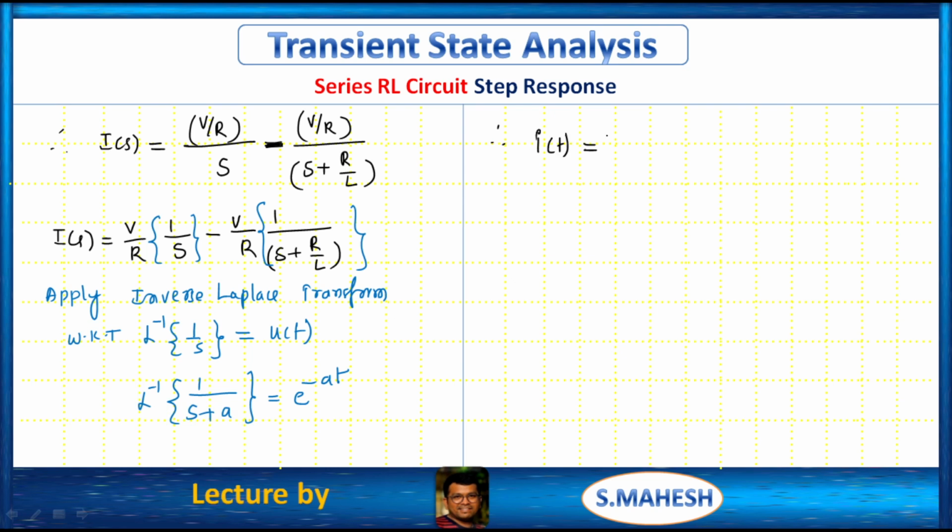Now by applying inverse Laplace, V by R is constant, 1 by S gives U of t, minus V by R as it is, 1 by S plus R by L gives e power, in place of A we have minus R by L into t. We know that tau, which is equal to L by R, is the time constant in the case of an RL circuit.